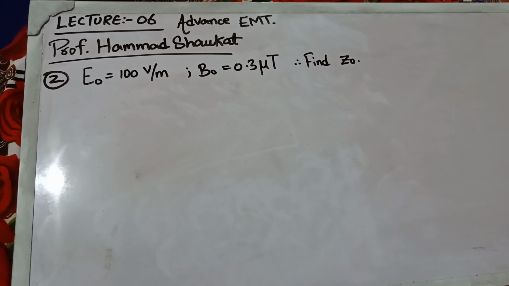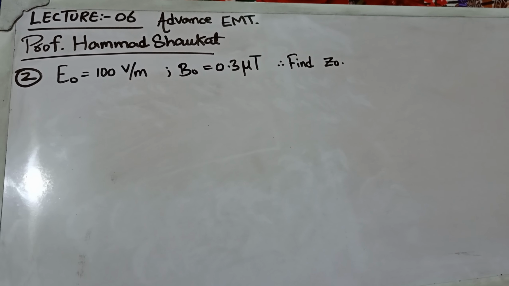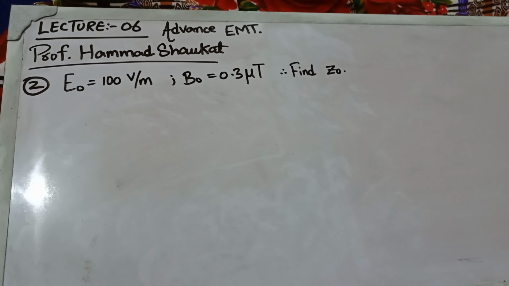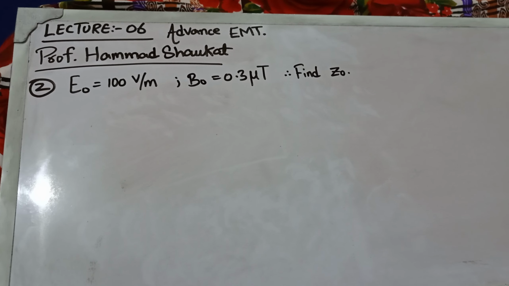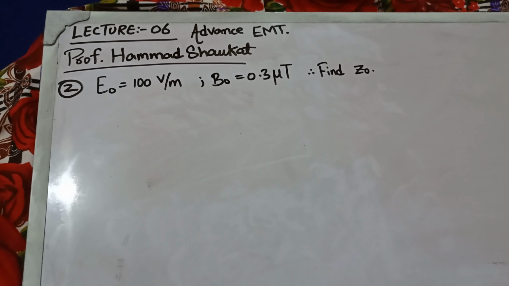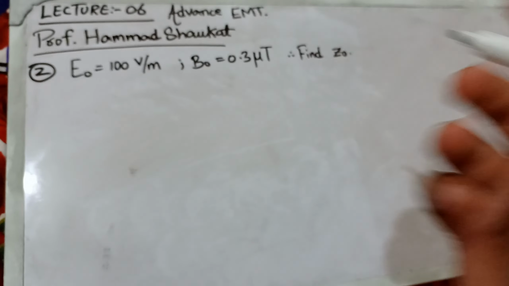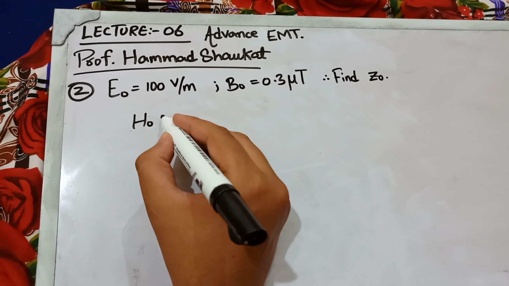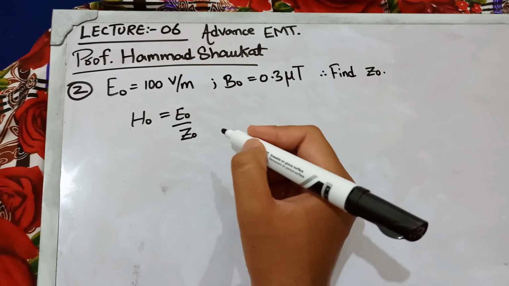Now there is another problem for you, problem number 2, in which the given conditions are E naught equals 10 volt per meter, whereas B naught equals 0.3 micro Tesla. And what do you have to find? You have to find Z naught. You already know the relationship between Z naught, B, and E. The relation we derived in our previous lecture is that H naught is equal to E naught divided by Z naught.